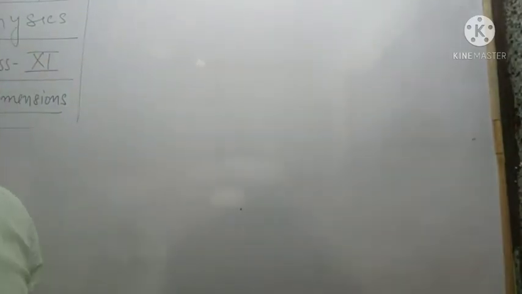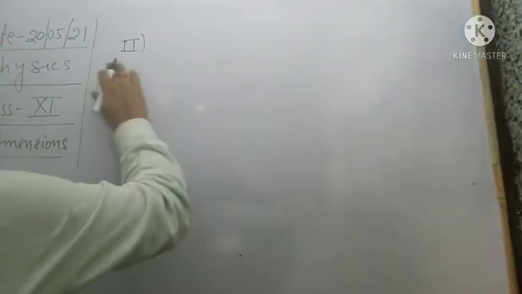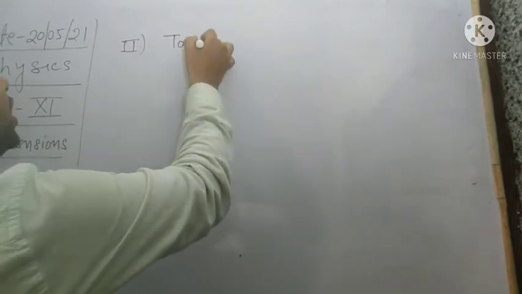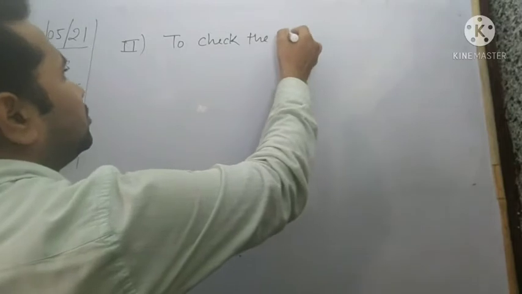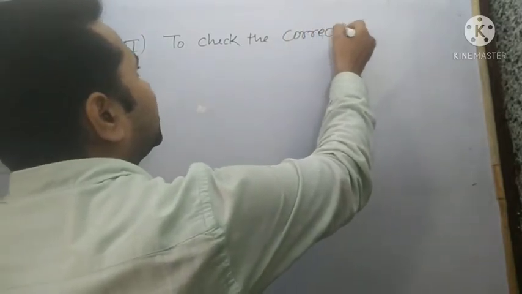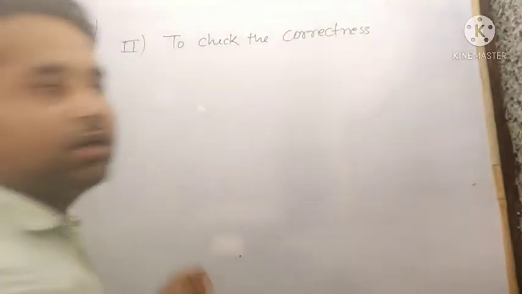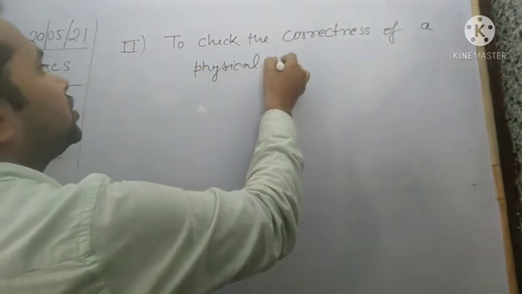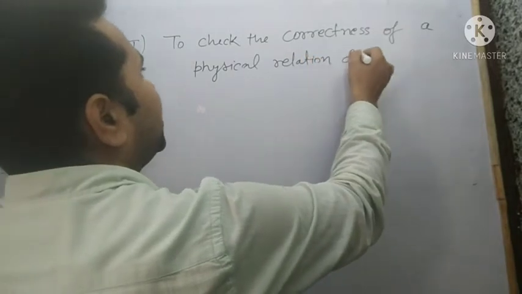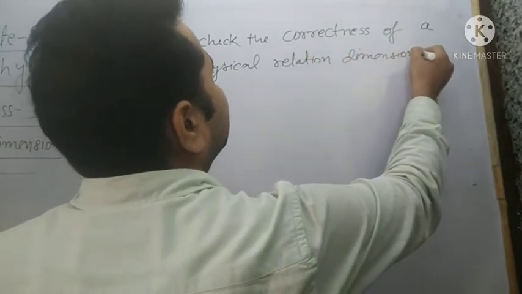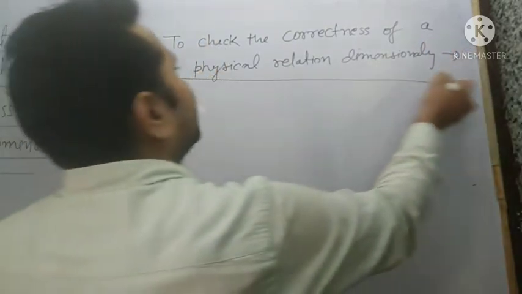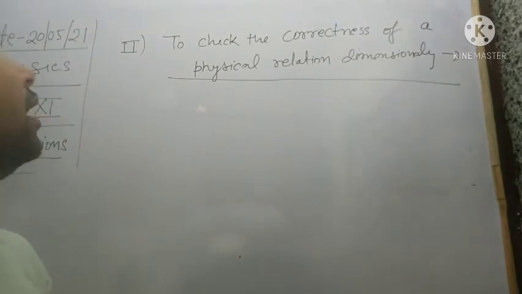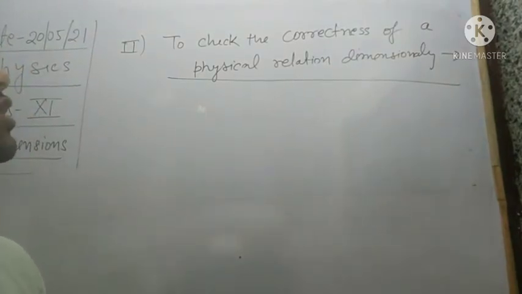Now let's see the second application of dimension. Write down: to check the correctness of a physical relation dimensionally. This is the second application of the dimensional analysis method, to check the correctness of a physical relation dimensionally.